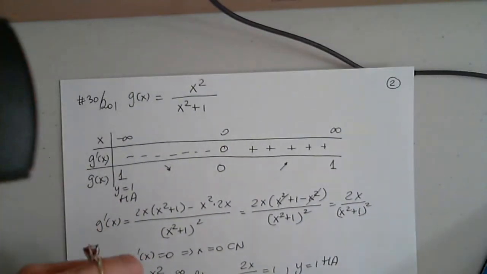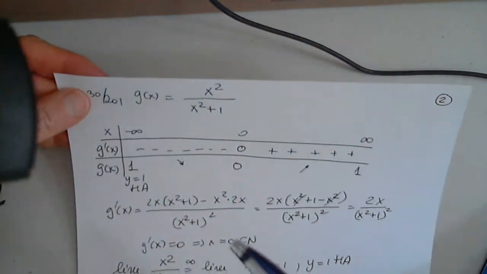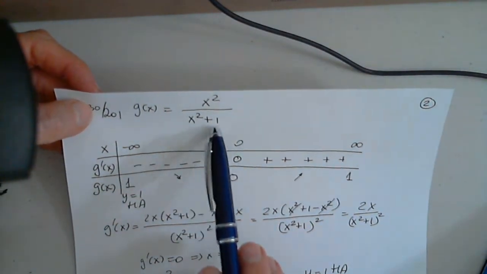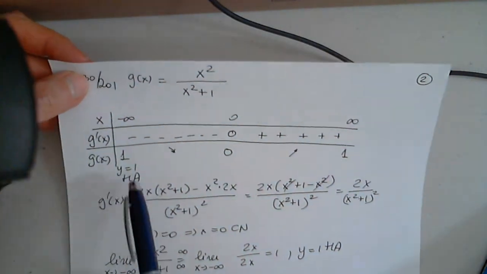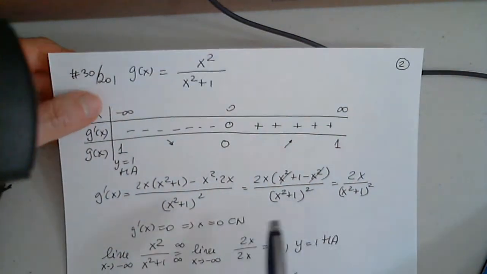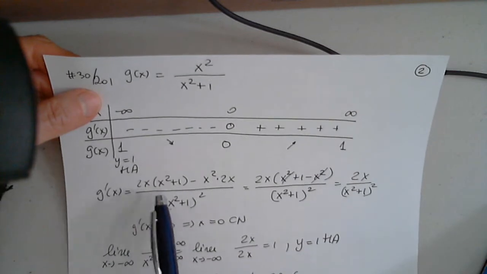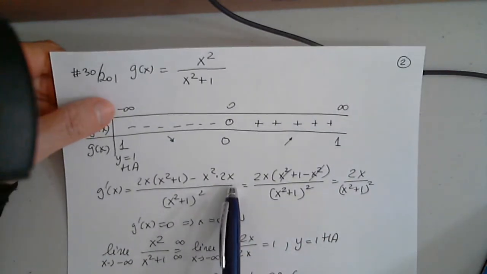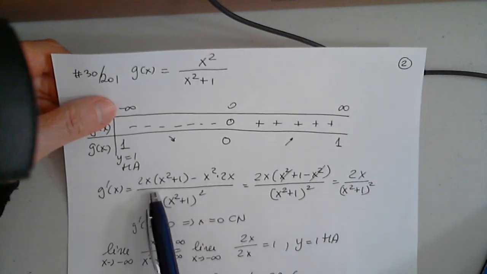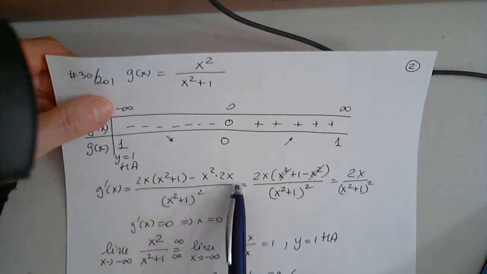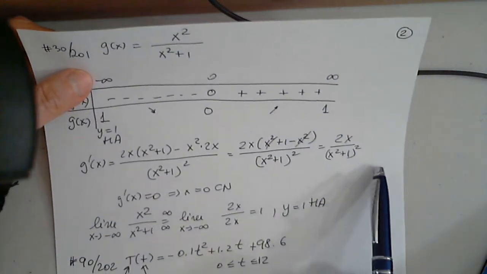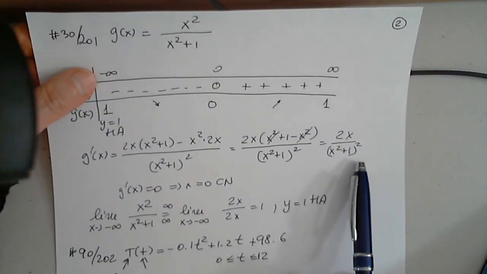Okay, next question is the same. We found the derivative, we found the domain, no restrictions on this function. We started the table, we found the derivative, the top function prime 2x times the denominator minus the top times the denominator prime 2x. Always factor. I factored out 2x from these two terms, and I have x squared plus 1 and minus x squared. These two go away, so it's 2x over x squared plus 1 squared.